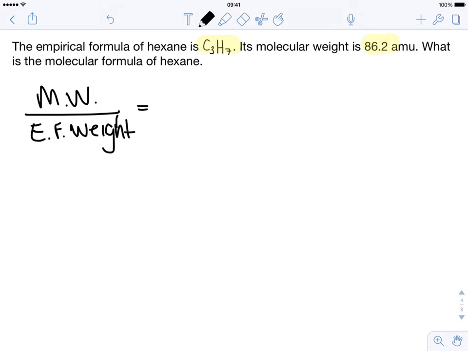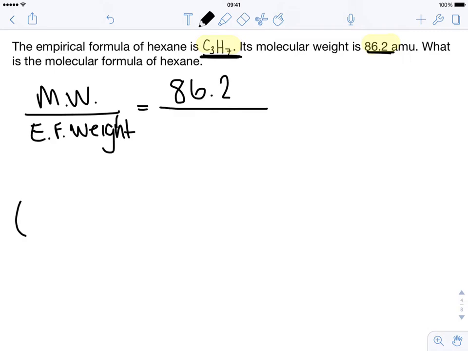Now, if we look in the question, we see we're given a molecular weight. It tells us right here the molecular weight is 86.2 AMU. So that's the number that goes in our numerator. But now we're missing an empirical formula weight. So what we need to do is find the atomic mass, the weight of our empirical formula, which is C3H7.